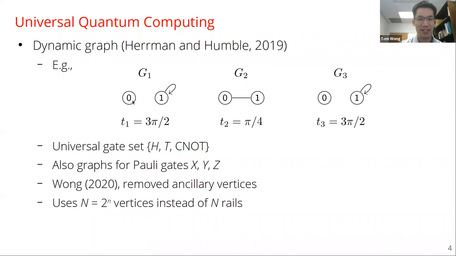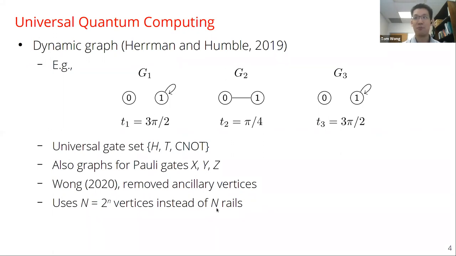If you have a qubit, that would be two basis states, 0 and 1. If you had two qubits, you'd have four basis states. If you had three qubits, you'd have eight basis states. So in this method, if we call capital N the number of basis states, you only need capital N vertices as opposed to capital N rails.